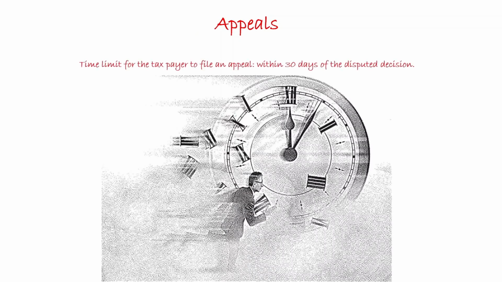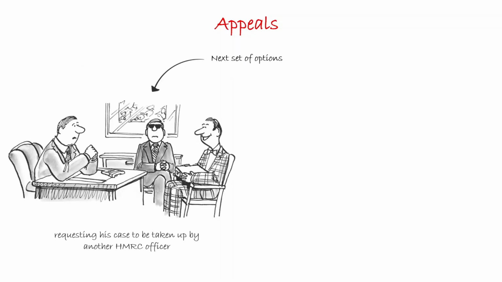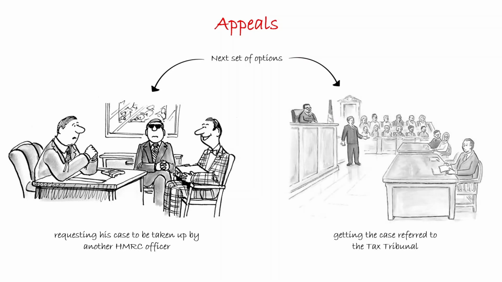Now let's come to appeals. If a taxpayer is not satisfied by the decision of HMRC, then he can file an appeal to HMRC itself within 30 days of the disputed decision. If the taxpayer is not satisfied even with the outcome of the appeal, he has two options. Request his case to be taken up by another HMRC officer, or get the case referred to the tax tribunal.